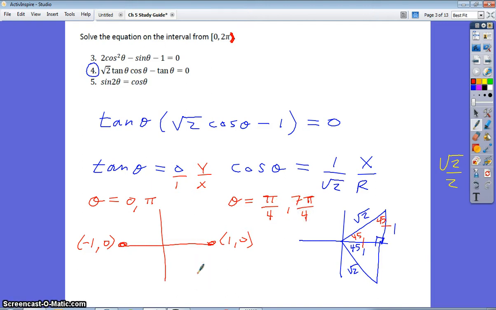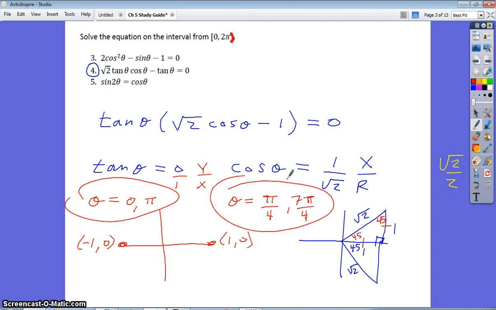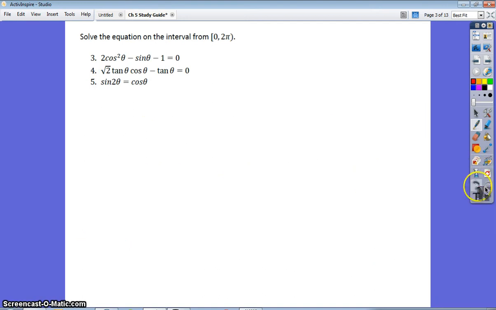Alright, so let's deal with number 3 there. Number 3, we have this equation that looks almost like a quadratic that we could factor. The problem is that we have two different trig identities in there. We have a cosine and we have a sine. Let's go ahead and make a substitution in for cosine squared. Let's manipulate this equation so that we have only sines.